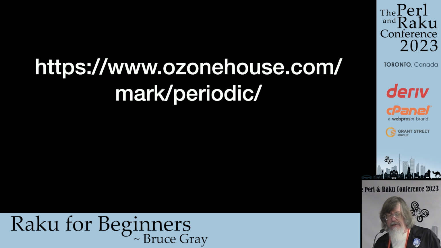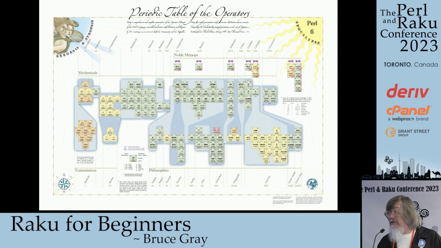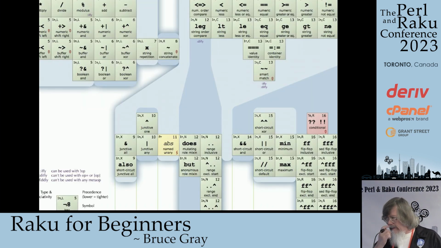This is marked "consider skipping," but it's too pretty. That URL takes you to Mark Lentczner's periodic table of the Perl 6 operators, which is just gorgeous. It's kind of out of date, but just a work of art. You don't have to learn all of that. And you actually probably already know a lot of it.